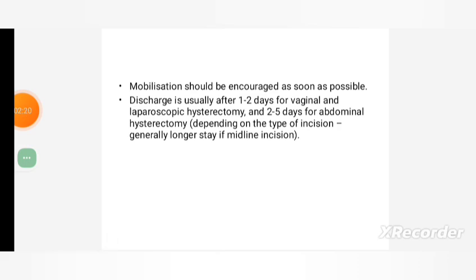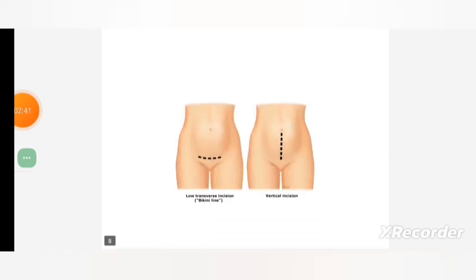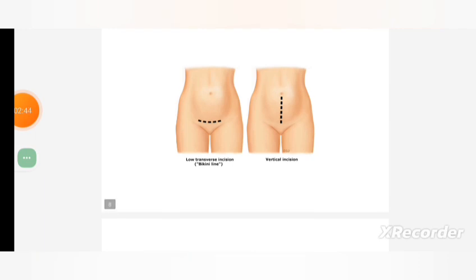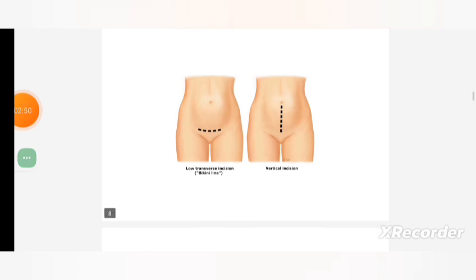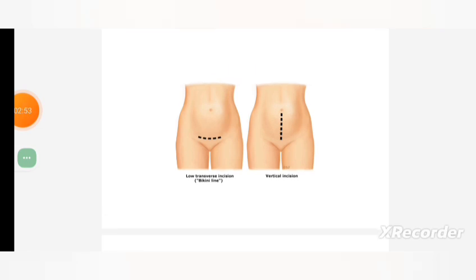Mobilization should be encouraged as soon as possible. Discharge is usually after 1 to 2 days for vaginal and laparoscopic hysterectomy and 2 to 5 days for abdominal hysterectomy, depending on the type of incision. Generally there is a longer stay if a midline incision is used. Now we can see the abdominal incisions in hysterectomy: the low transverse incision, also called the bikini line, and the last one is the vertical incision.